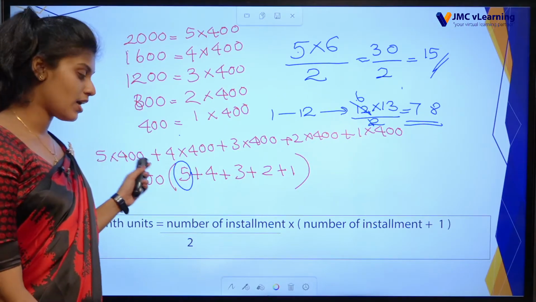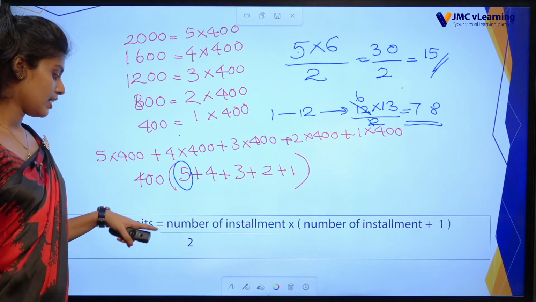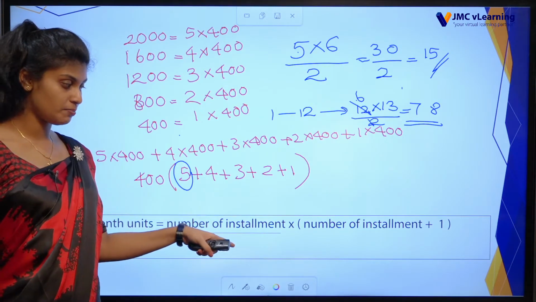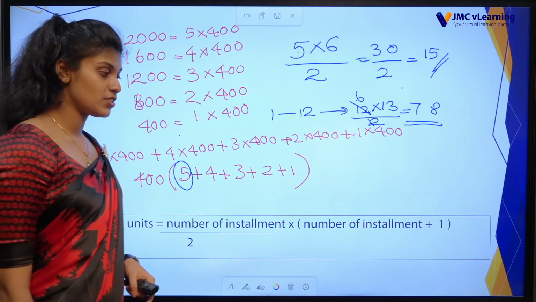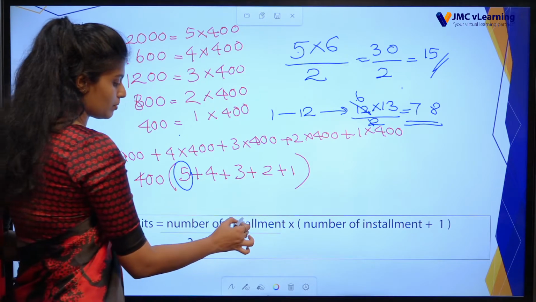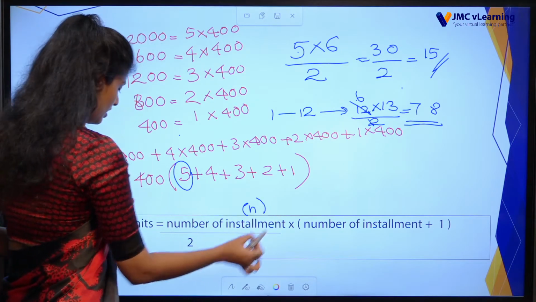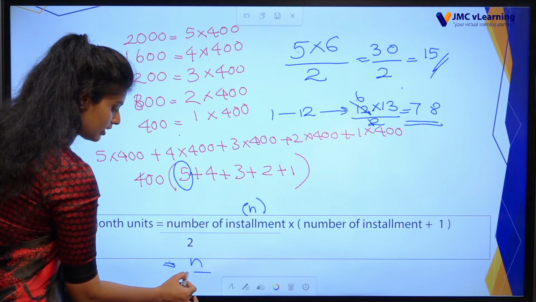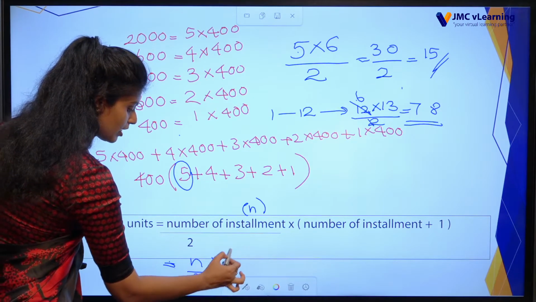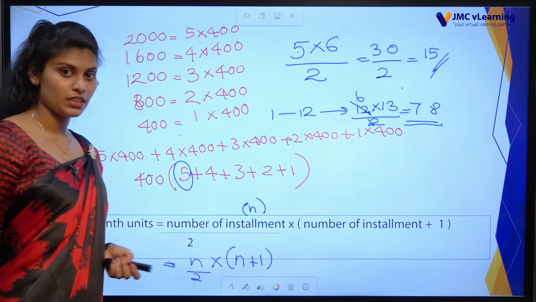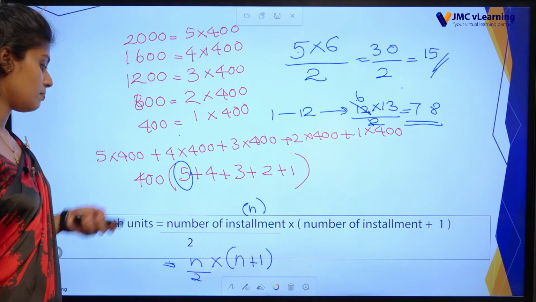There is a formula to find the month units. It is number of installments divided by 2 and multiply number of installments add 1. Then when you take number of installments as n, then month units is equal to n divided by 2 multiply by n plus 1. Using this method, we will simplify a sum.